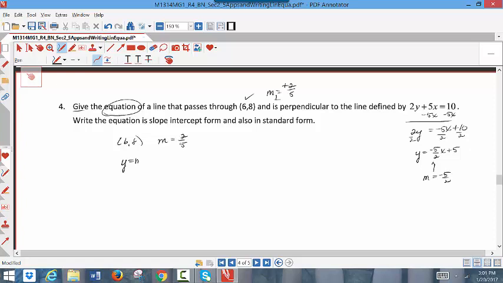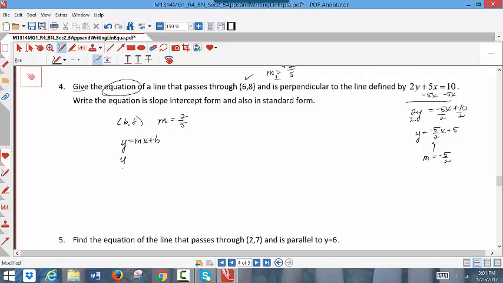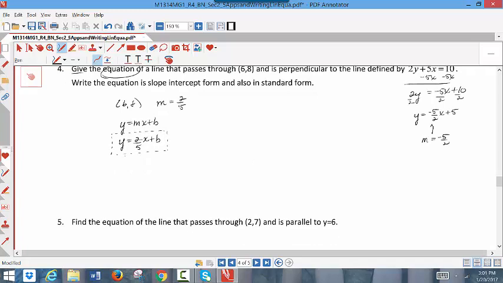I'm going to write the equation by using mx plus b. I replace the m with the 2/5. This is almost the answer. I just need to find the b on the end. Alright, so now I replace the y with the 8 and the x with the 6. So this becomes 8 equaling 2/5 times 6 plus b. 8 equals 12/5 plus b.